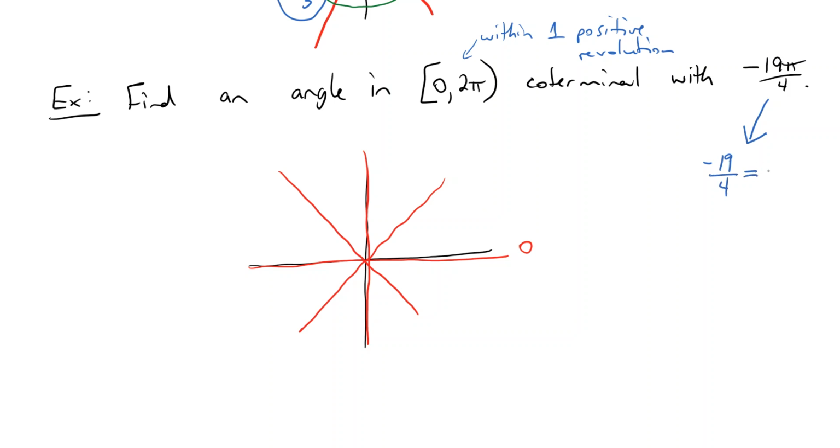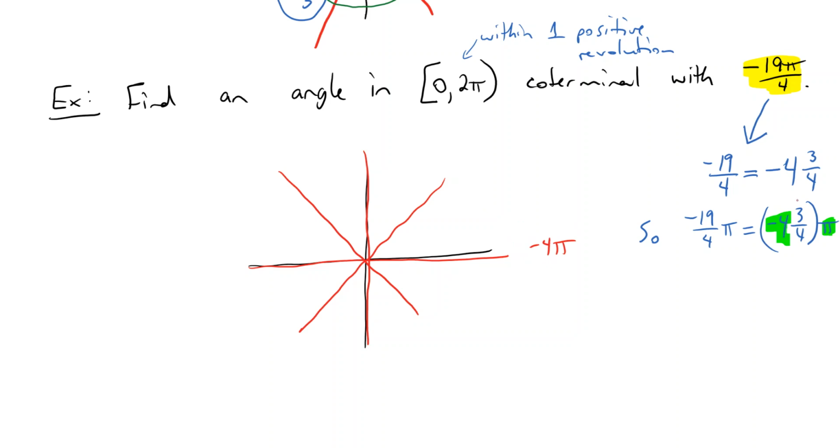As a mixed number, that's the same thing as negative. How many times does 4 go into 19? It goes in 4 times, with 3 fourths left over. So if we think of negative 19 fourths pi, which is what this is, that's the same thing as negative 4 and 3 fourths pi. So all we have to do to locate negative 19 pi over 4 is go to negative 4 pi, which is even. So negative 4 pi, we know since it's an even pi, is over here on the right.